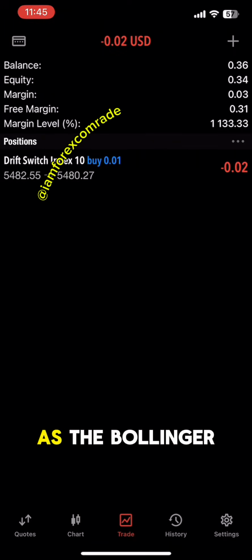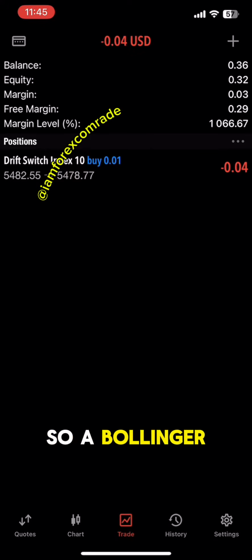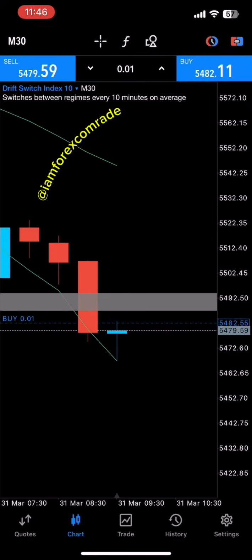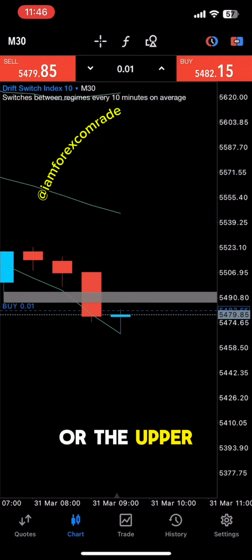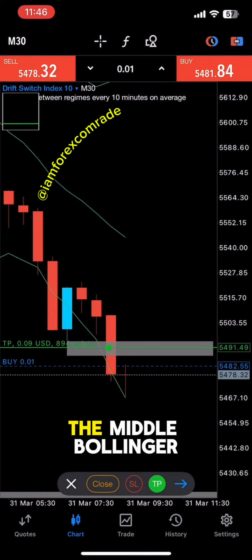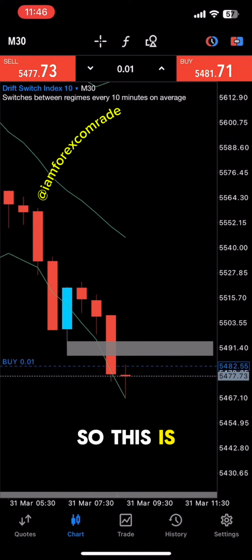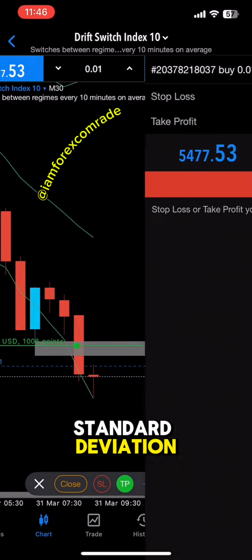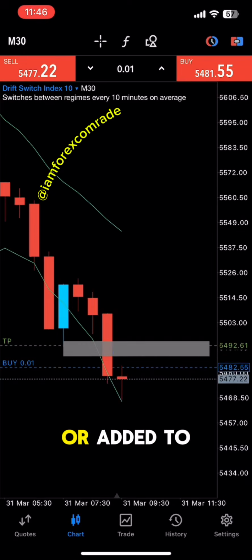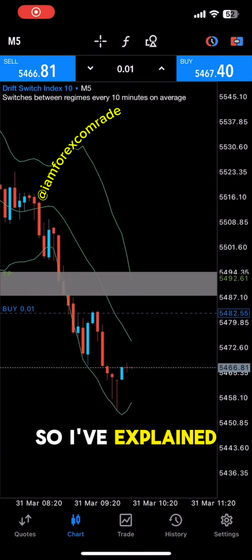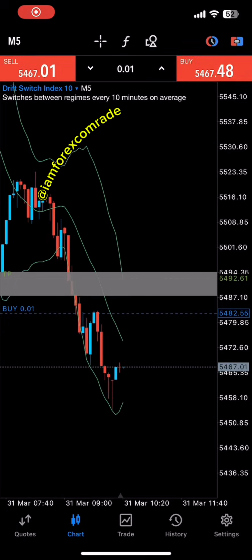This is known as the Bollinger Bounce. A Bollinger Bounce is when the price hits the lower or the upper Bollinger and then retraces back towards the middle Bollinger. This is basically the standard deviation being subtracted or added to the middle Bollinger. So I've explained how to use the Bollinger Bands.